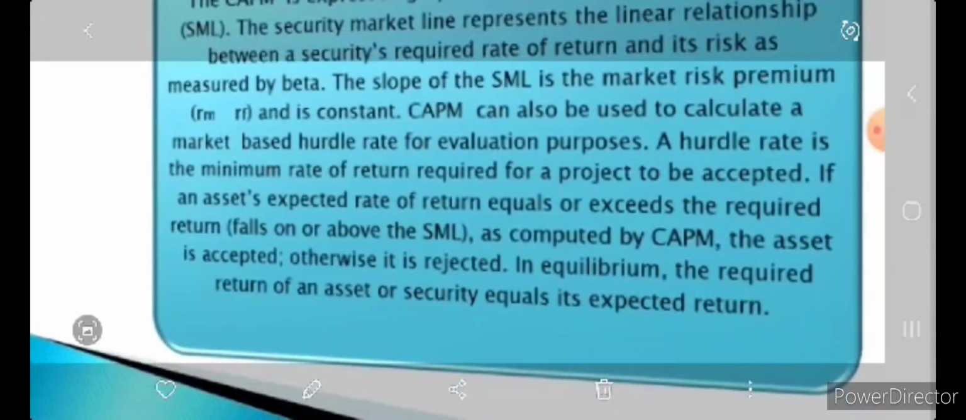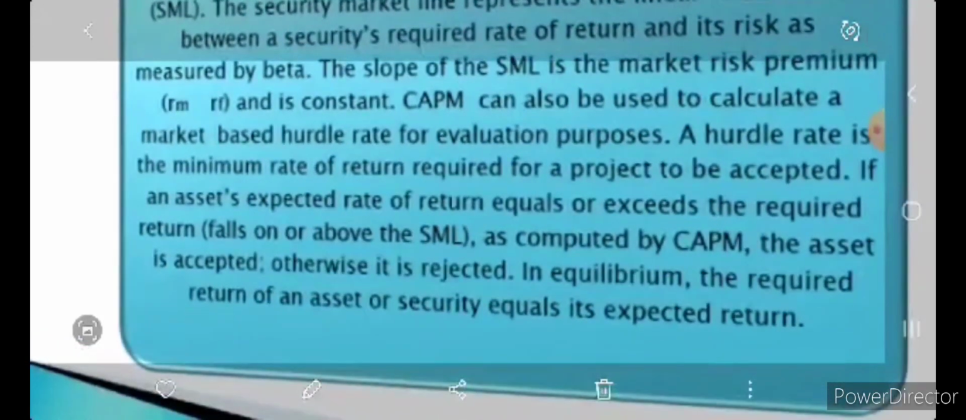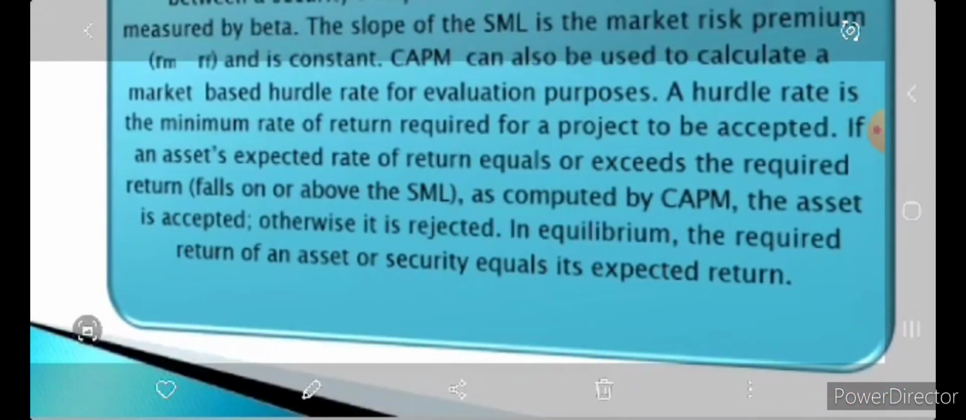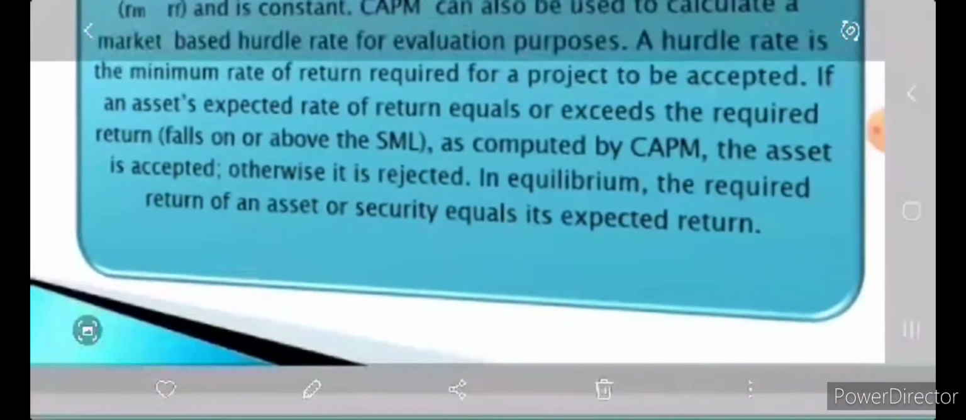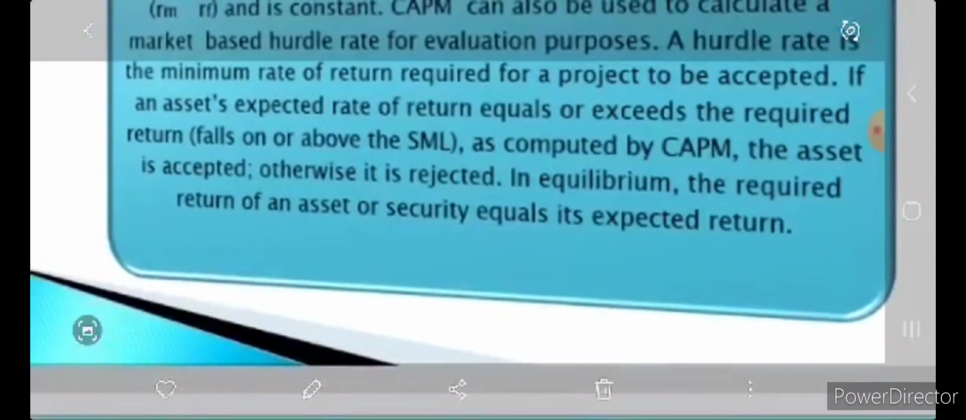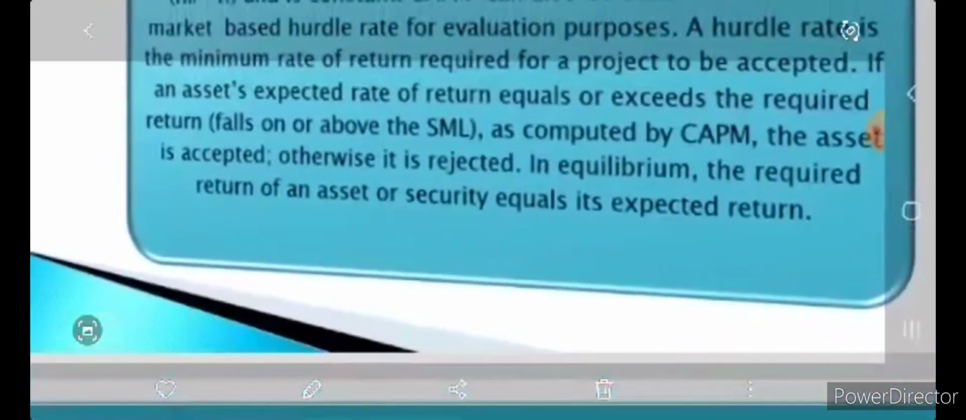CAPM can also be used to calculate a market-based hurdle rate for evaluation purposes. A hurdle rate is the minimum rate of return required for a project to be accepted. If an asset's expected rate of return equals or exceeds the required return, it falls on or above the SML. As computed by CAPM, the asset is accepted, otherwise it is rejected. In equilibrium, the required return of an asset or security equals its expected return.